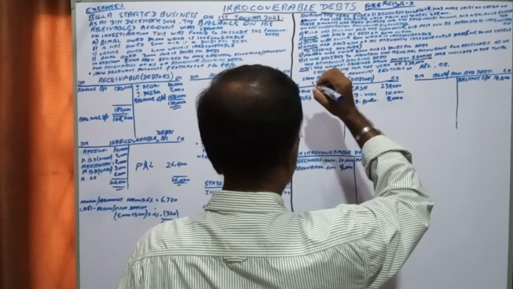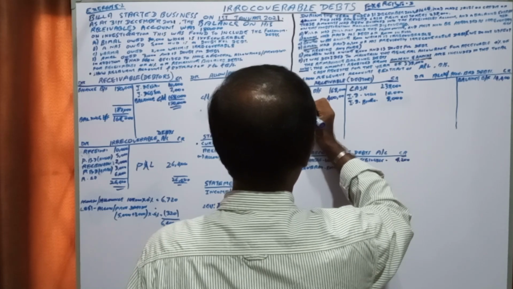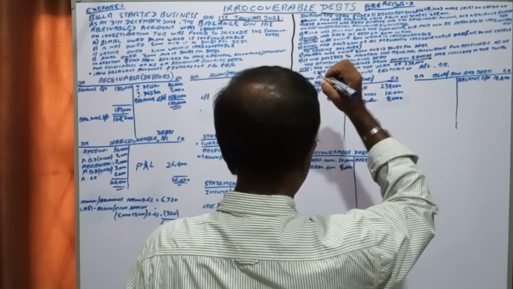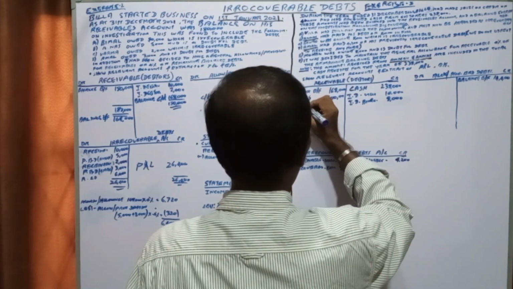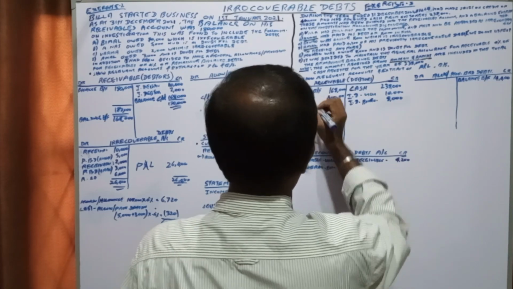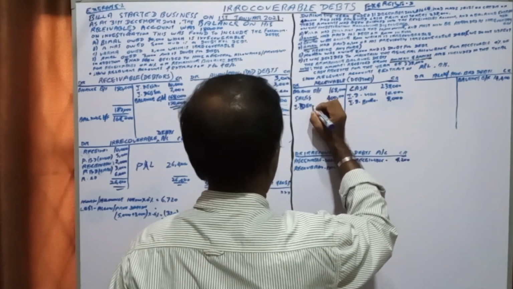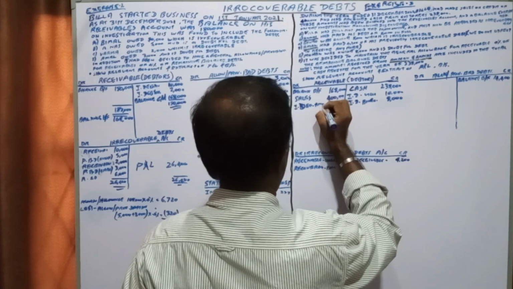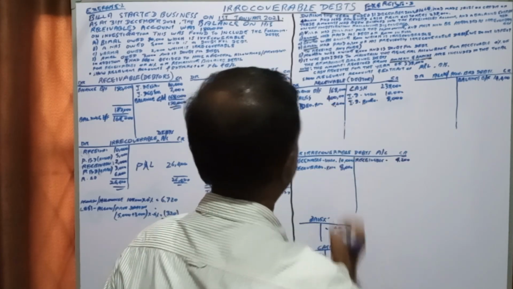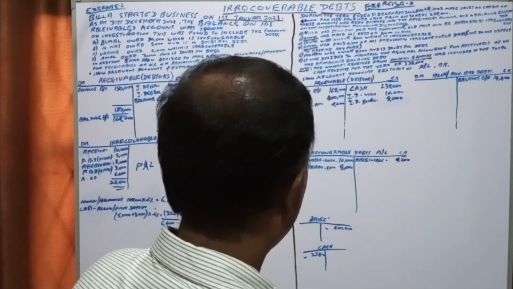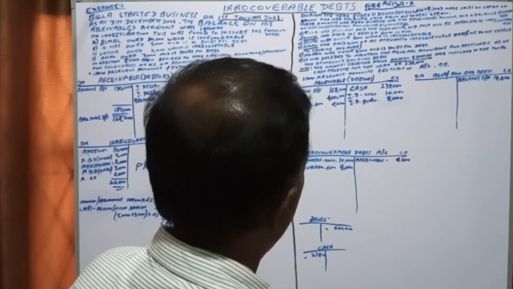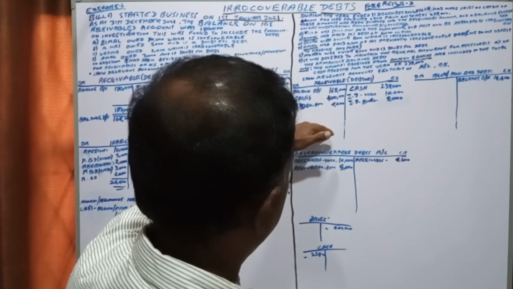That means recoverable bad debts. Who is that person? Aman, 4,200. Because you know why we have to make an adjustment. We have received the cash.